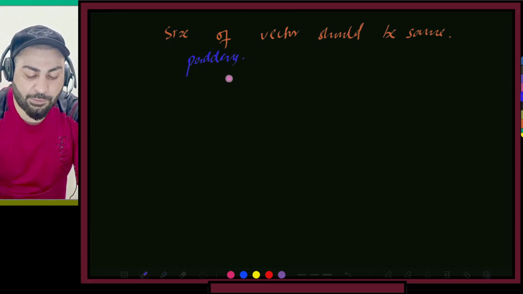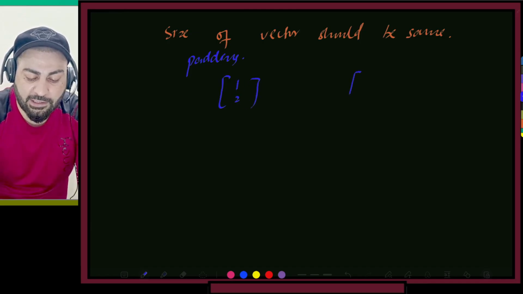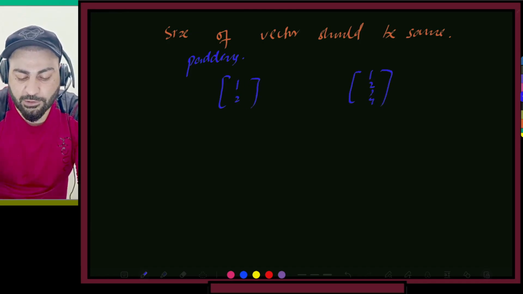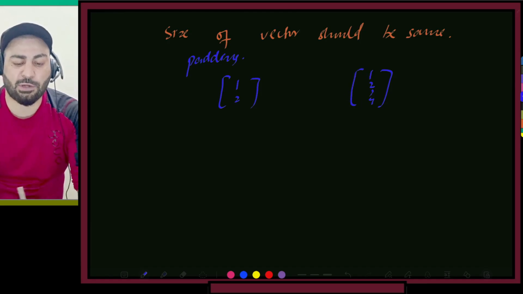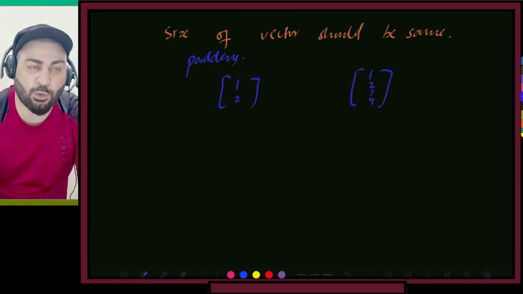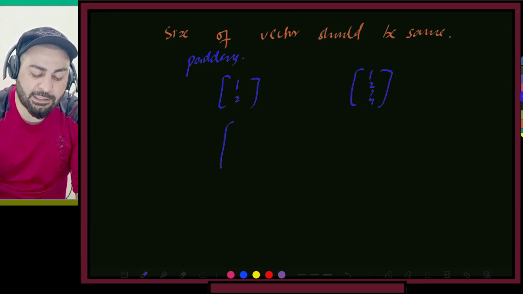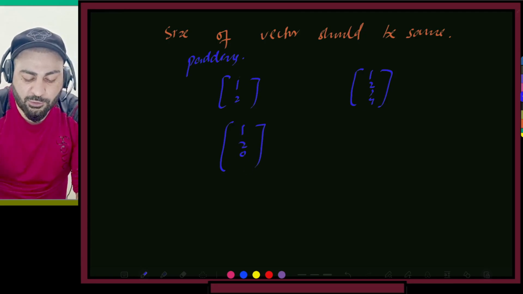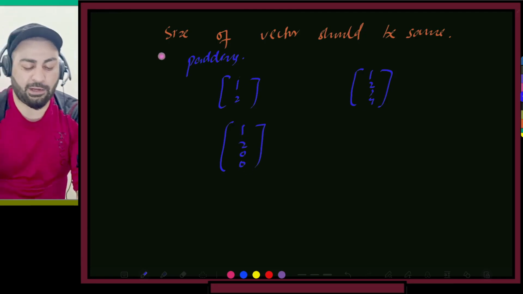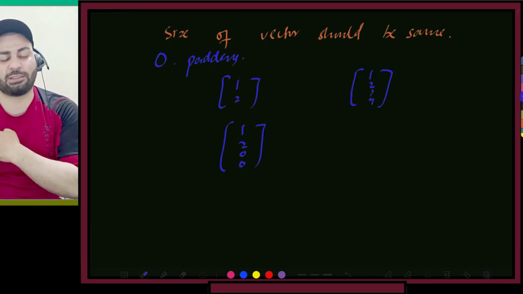Let's suppose I have a vector which is 1, 2, and I have another vector which is 1, 2, 3, and 4. I want to add these two vectors. If you want to add them at any cost, you can pad this vector. You can say 1, 2, 0, 0. This is called zero padding. You pad these vectors with 0 and then add them.